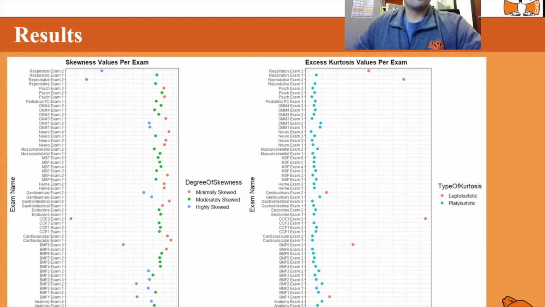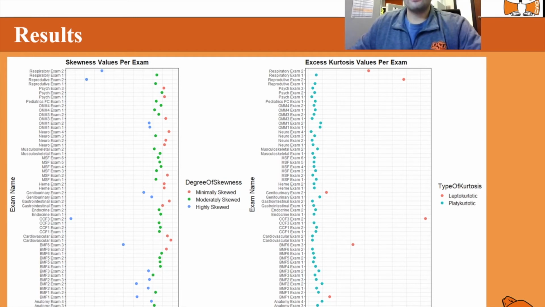By definition, normal curves have a skewness of 0 and a kurtosis of 3. Skewness within plus or minus 0.5 is considered minimally skewed, datasets with skewness values between plus or minus 0.5 and plus or minus 1 are considered moderately skewed, and datasets with skewness values over plus or minus 1 are considered highly skewed. Negative values mean that your distribution is skewed to the right, leaving a long left tail, and a positive value means that the curve is pushed to the left.